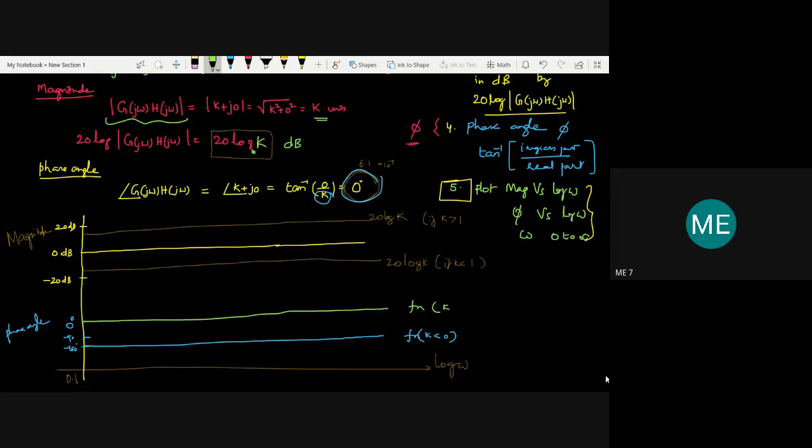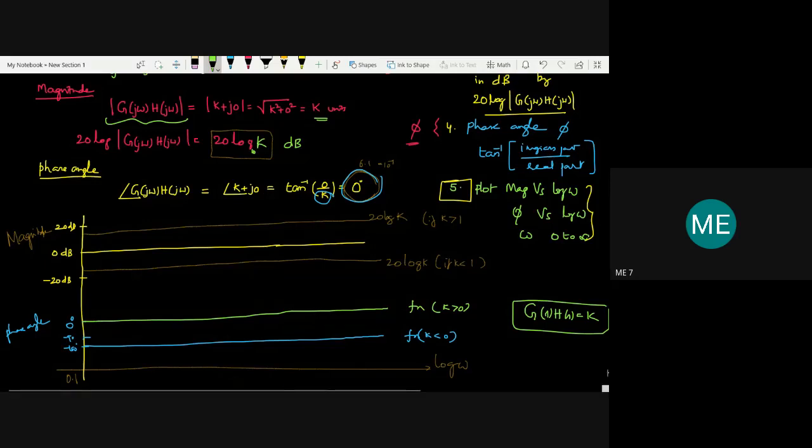It depends on the k value. So what is the k value? If k is greater than 0, then I can say it is 0 degrees only. If k is less than 0, then we can say it is the minus 180 degrees line. So this is how, if g of s and h of s is equal to k, I can show that this is the Bode plot for the transfer function which has the system gain k alone.